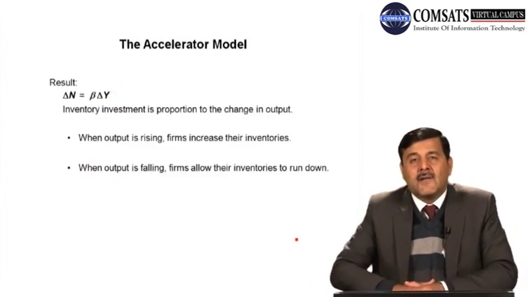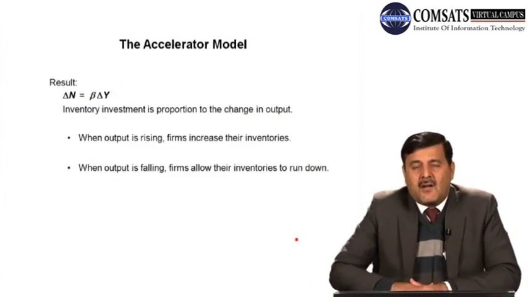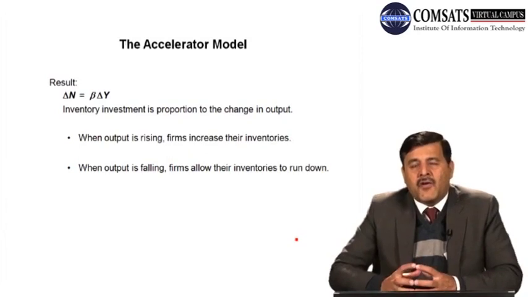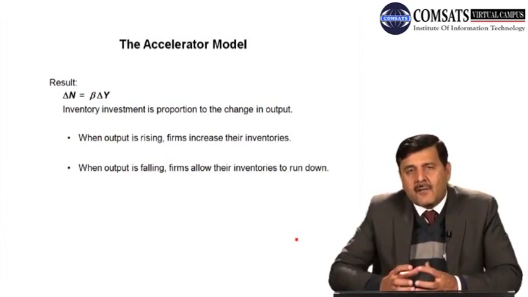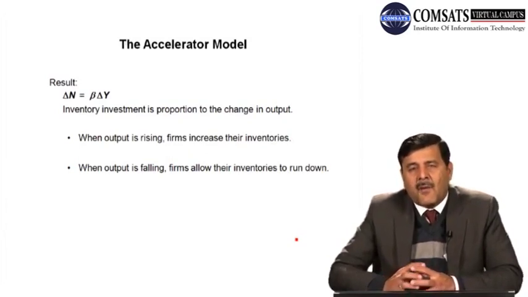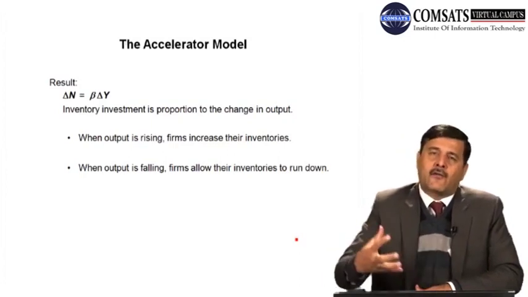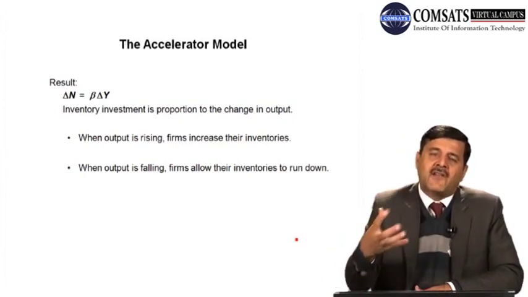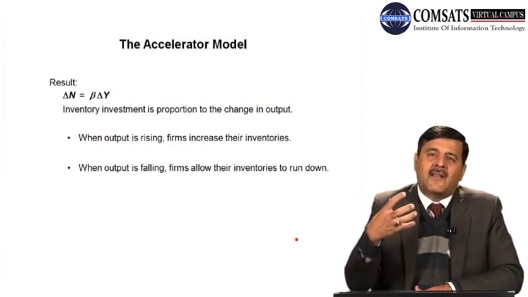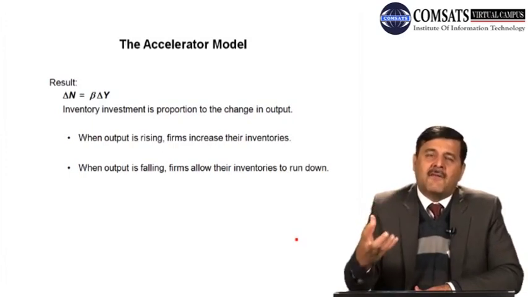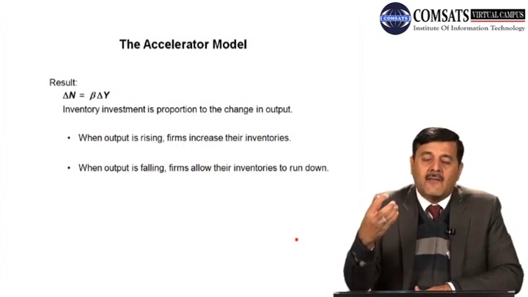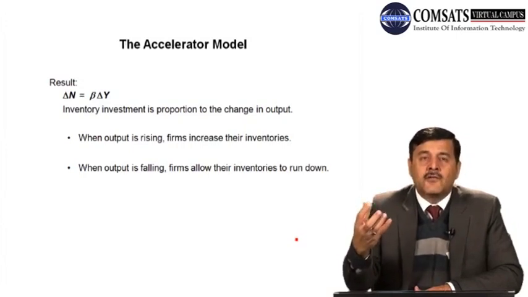Now what will happen? What is the result of that model? We are not going into detail to derive this model, so we'll come to the final result. What is the result of that model? The change in stock, a change in inventory, or the delta N, is the inventory investment, and it depends on the change in the level of output, right? Inventory investment is proportional to the change in the level of output in the economy.